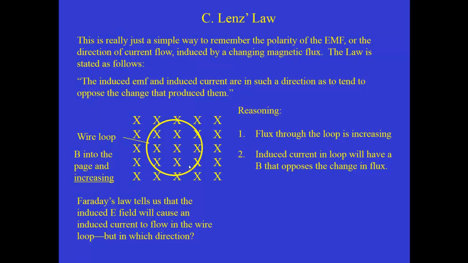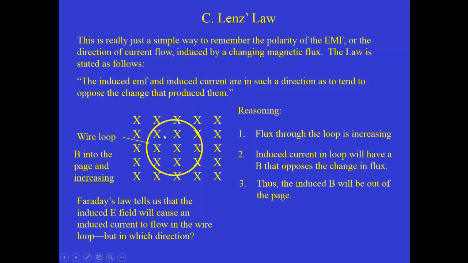Think about that for a second. The flux caused by the magnetic field into the page is increasing. So in order to counteract or oppose that, the induced current in the loop must produce a field out of the page, pointing out towards us, because originally the magnetic field into the page was increasing.